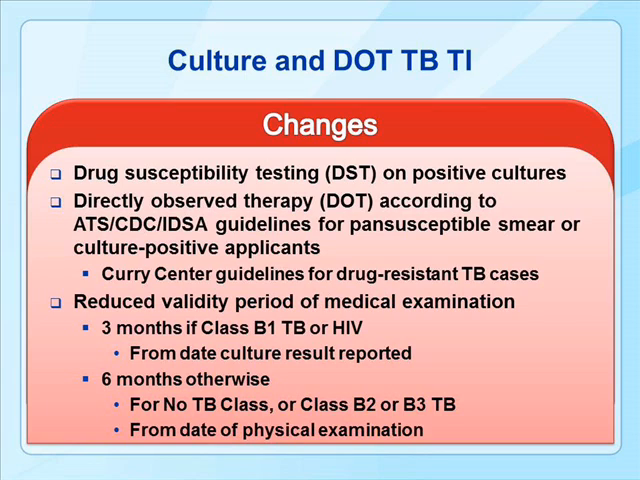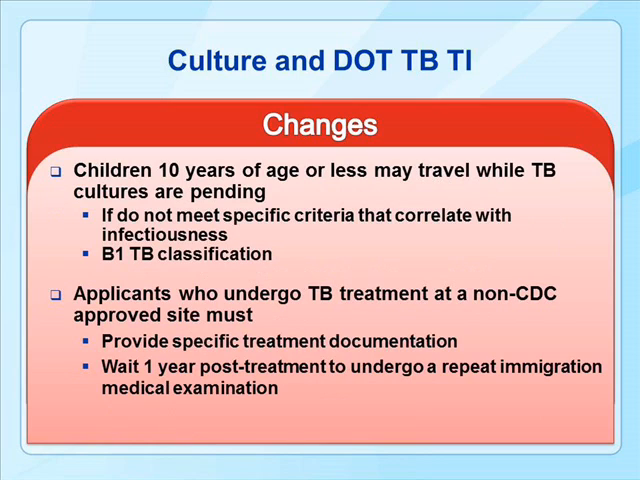So the validity period was decreased to 3 months if the patient was felt to have class B1 TB or was HIV co-infected, and 6 months otherwise. So nobody could have a validity period of 12 months any longer. Children 10 years of age or less would be allowed to travel while TB cultures were pending if they did not meet criteria for infectiousness.